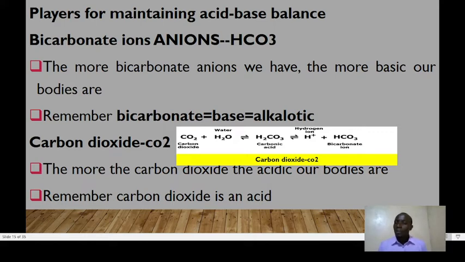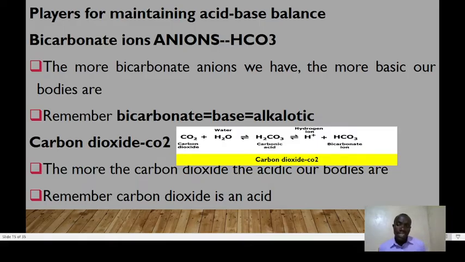So we have major players that help us maintain the acid-base balance, and one of them is the bicarbonate ions. We say that the more bicarbonate anions you have, the more basic our bodies become. Remember, bicarb equals base equals someone being alkalotic and having an alkalotic condition.